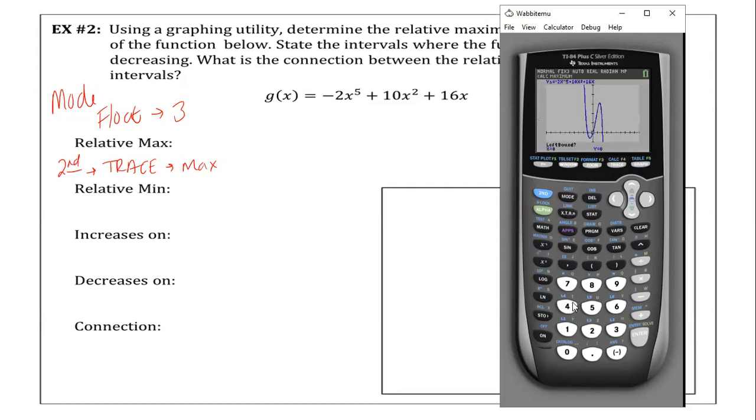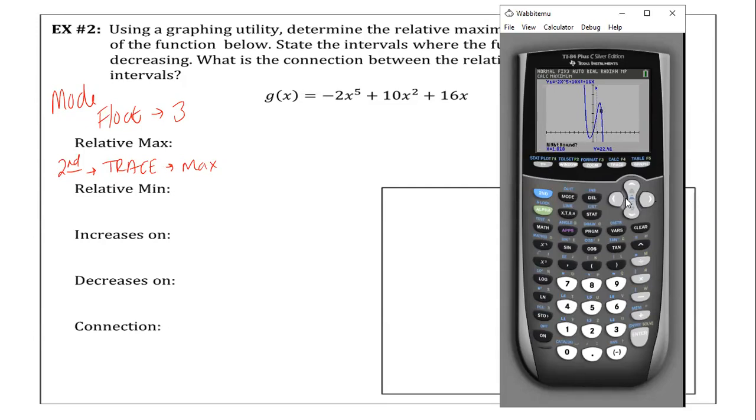Okay. Once I'm there, you're going to go close to the maximum. You start from the left of it, and then you're going to go to the right. So you see how it says left? When I'm to the left of the max, I'm going to press enter. And it's going to tell you to go to the right of the maximum. I'm going to go over my maximum and go to its right.